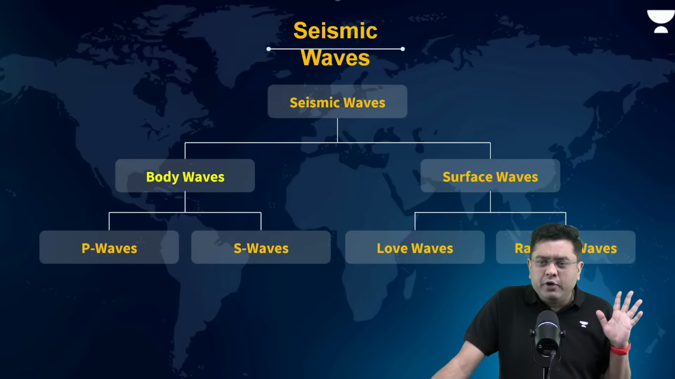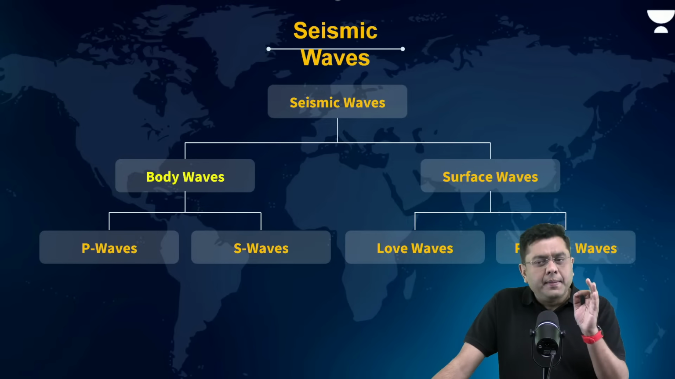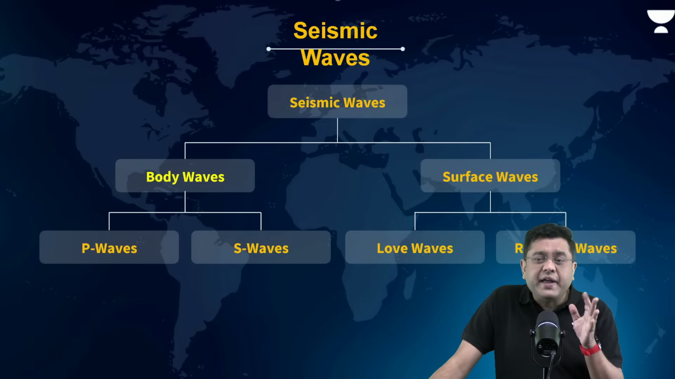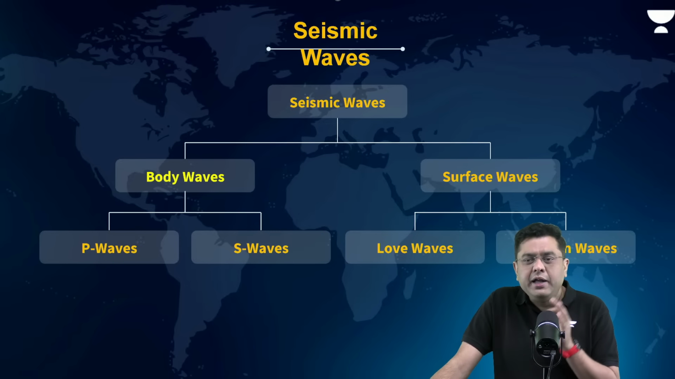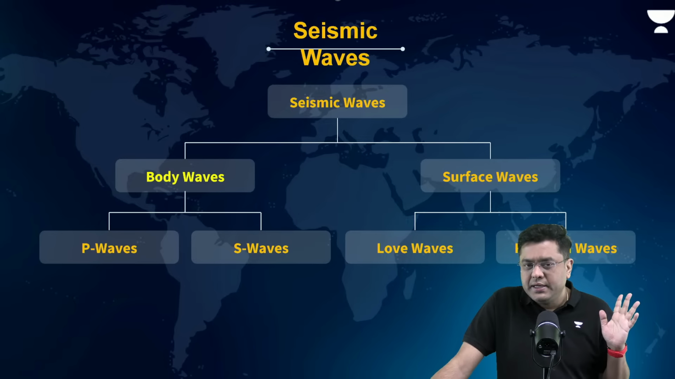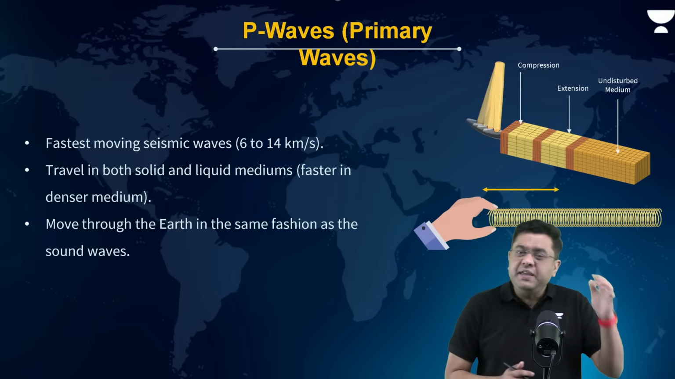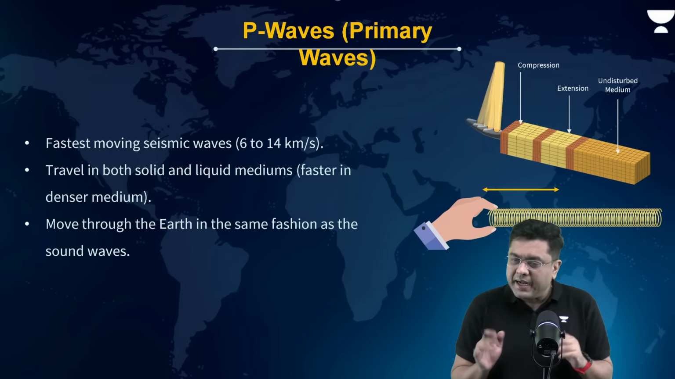Nothing to do with the idea of romance. Love wave is very destructive, basically named after the scientist, right? Rayleigh also named after a scientist. Okay, so that is how you have got the naming. But what is the difference between a P wave and an S wave? Understand this.